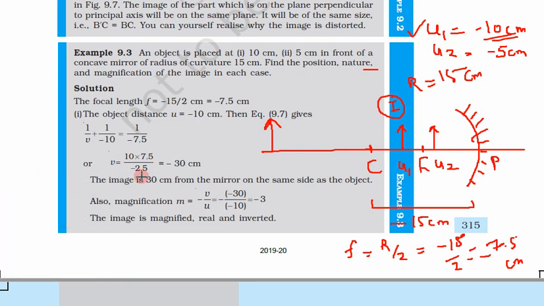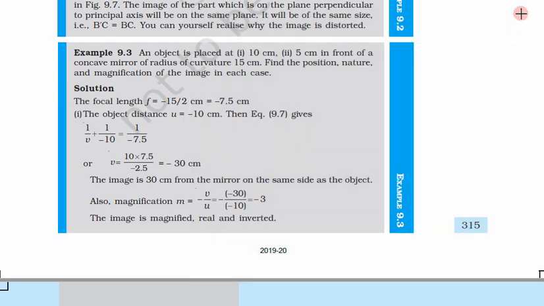Now for the second case, we can calculate in a similar way. Now let us calculate the magnification. In this case, the image is 30 centimeter from the mirror. Let us apply the formula of magnification. Magnification m is nothing but minus v by u.